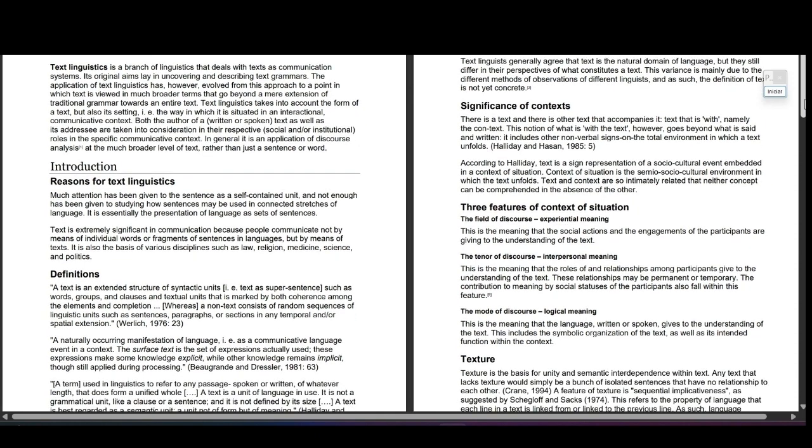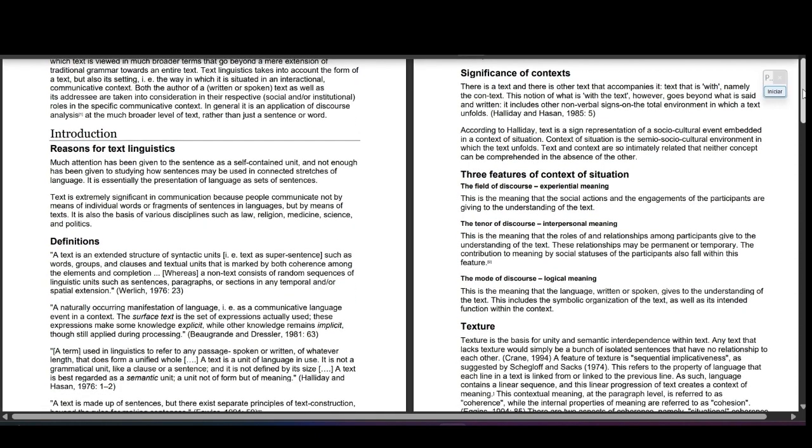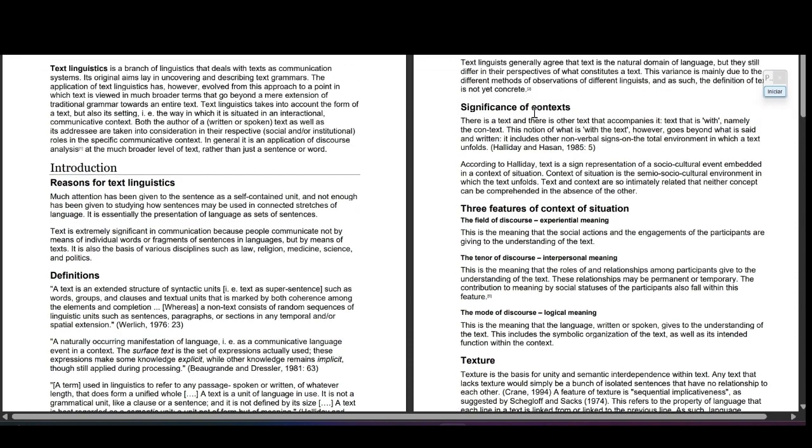Well, let's watch some elements. For example, we have context. What is a context? There is a text and there is other text that accompanies it. What is the other text? The text that it's with, namely context. So basically the context would be the meaning of what is, let's say, close to the text.